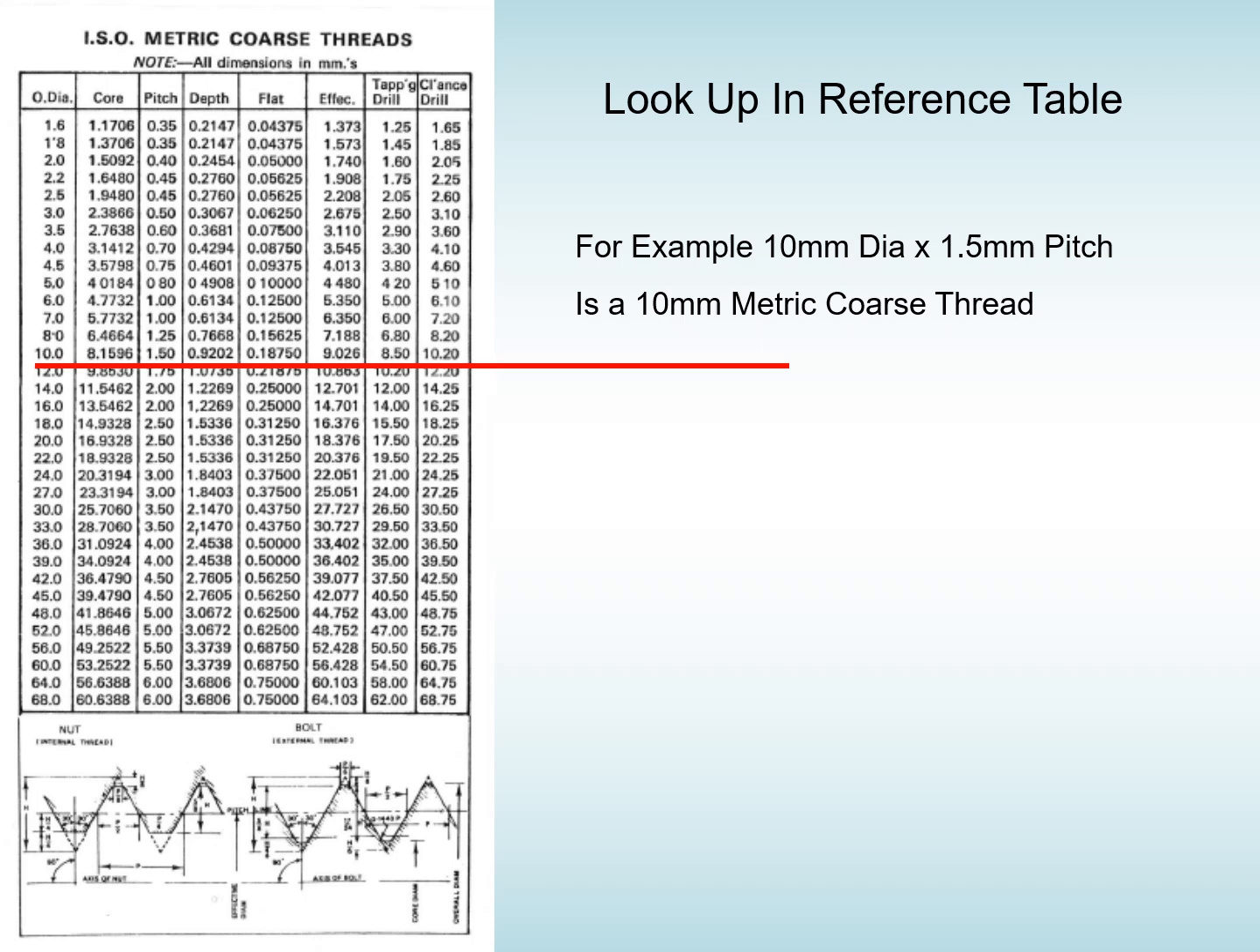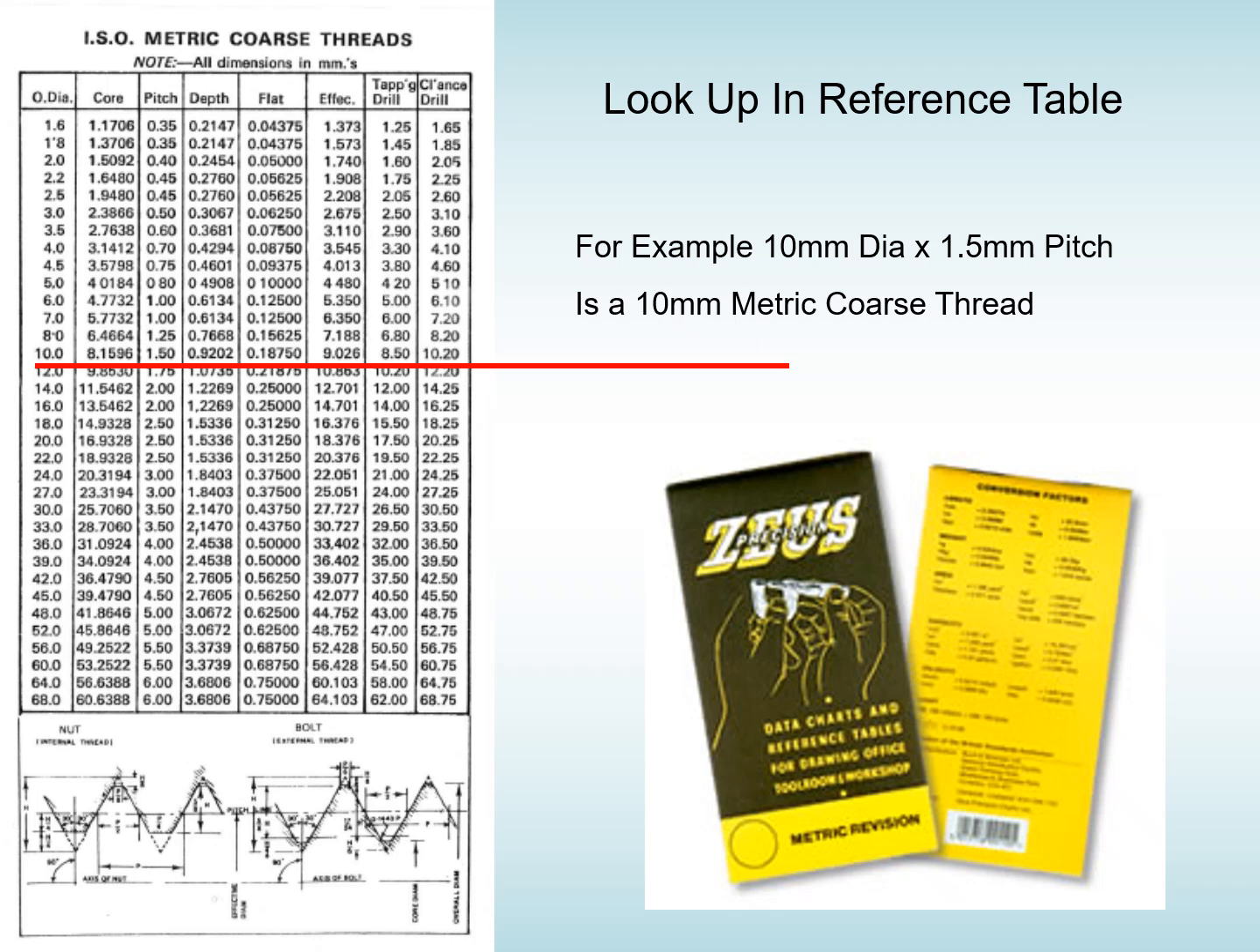Having determined the pitch and the diameter of the bolt, we take out a trusty Zeus book and we look up the reference table. For example, if it was a 10 millimeter bolt and a pitch of 1.5, then we would know it is an ISO metric coarse thread, 10 mil by 1.5.